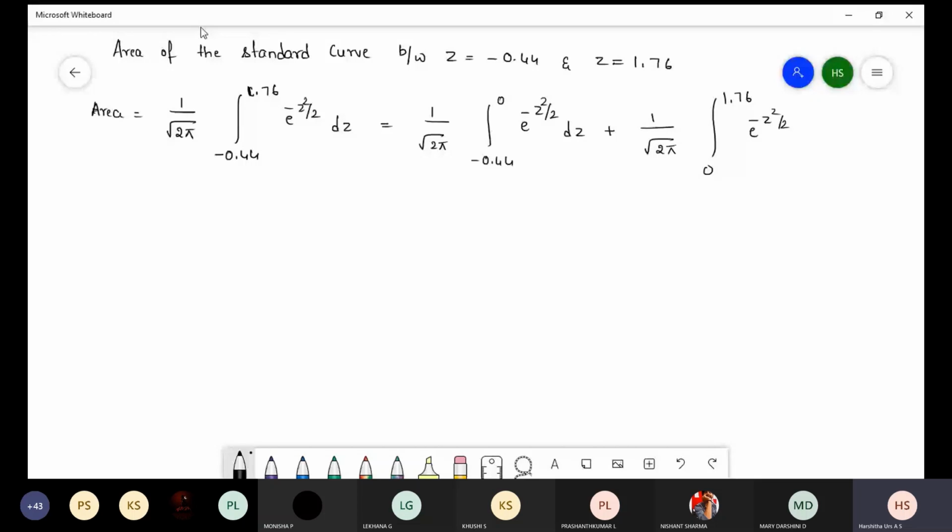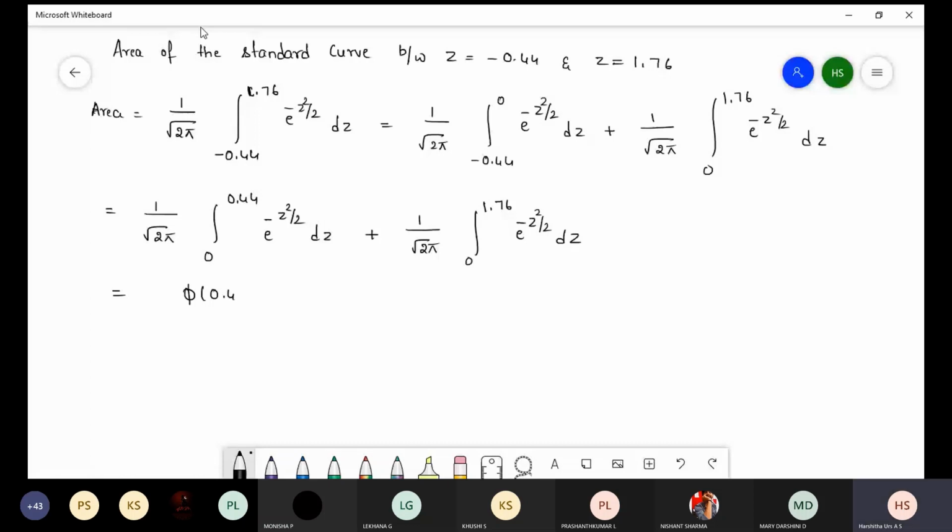By the rule of symmetric property, for this negative term we can write 0 to 0.44 e power minus z square divided by 2 into dz plus 1 divided by root 2 pi 0 to 1.76 e power minus z square by 2 into dz. So here we can write phi of 0.44 plus phi of 1.76. So find out the value.